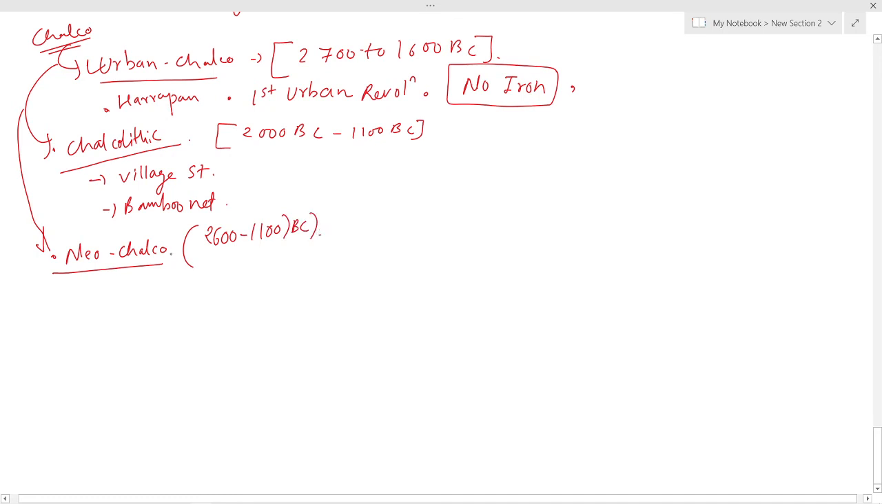In this time frame, people used to create huge burials. So Neo-Chalcolithic would start with the huge burials, a large number of ash mounds. They had a typical pottery, dark black to grey. They were not properly fired.